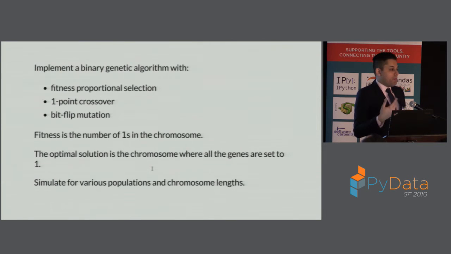We want to implement a binary genetic algorithm with fitness proportional selection, 1-point crossover, and bit flip mutation. The chromosomes are going to be some structure that have either 0s or 1s. The fitness of that chromosome is the number of 1s in the chromosome. The optimal solution is then a bit string or chromosome that has only 1 values. And we want to simulate this for various population sizes and various chromosome lengths and graph it. So that's our requirement.